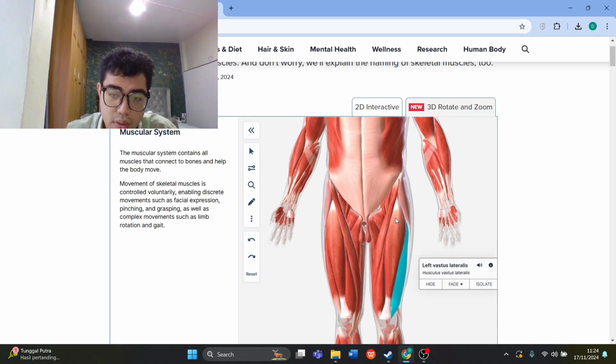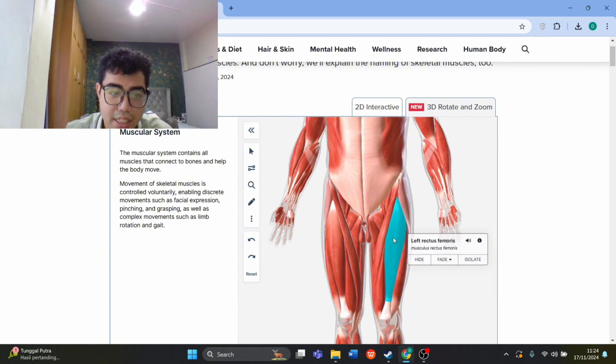Its origins, all of these, the origins are the anterior inferior iliac spine, and also the labium mediale of the linea aspera.